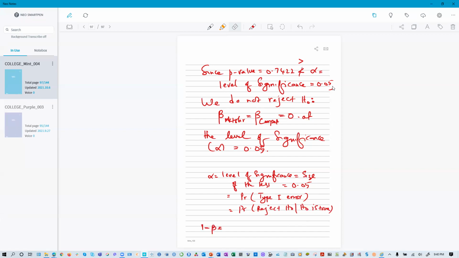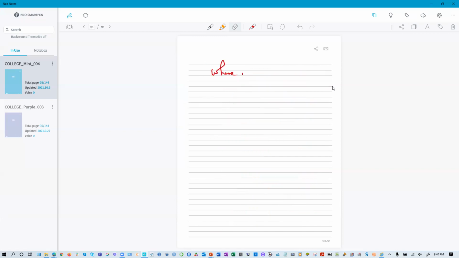On the other hand, I have something called 1 minus beta. I'll tell you that 1 minus beta is the power of the test, where beta is the probability of type 2 error. That means the probability of accepting H0 when H0 is false. That's the power.